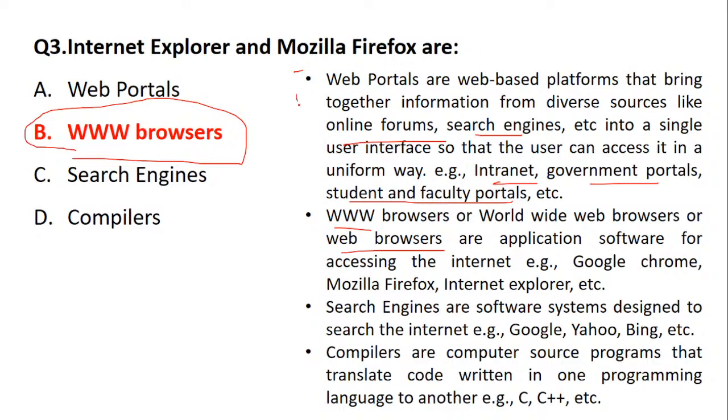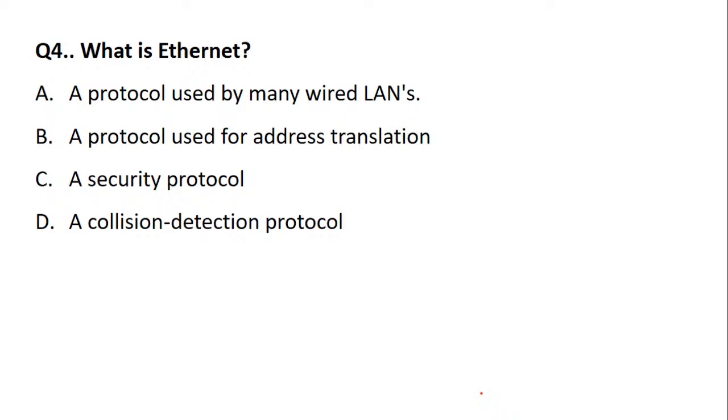Search engines, so we are talking about all the options. Here we spoke about web portals, here we spoke about the browsers. Search engines are the software systems designed to search the internet, for example Google, Yahoo, Bing. On this also there was a question. And compilers are computer programs that translate code written in one programming language into another, such as C, C++. So these are the explanations of the given options which you should be ready with. Okay. Now coming to question number 4.